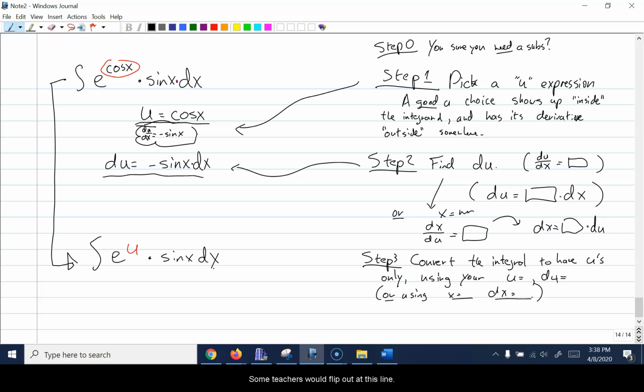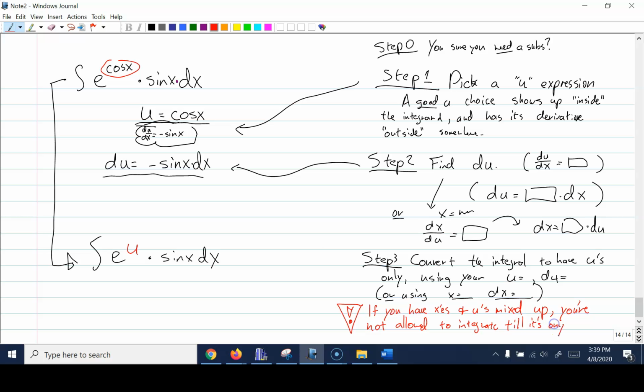Some teachers would flip out at this line. It doesn't actually make sense to have a formula with x's and u's mixed up. If you have x's and u's mixed up, you're not done. I think it's fine to write this down. The key thing is you're not allowed to integrate yet. If there's any letter x left in your formula, you're not allowed to actually do the integral.